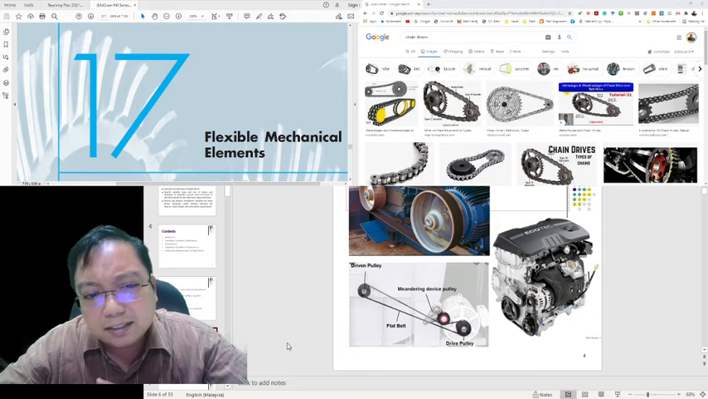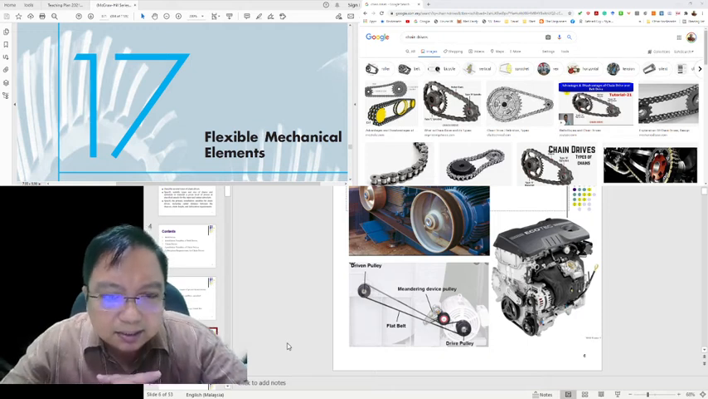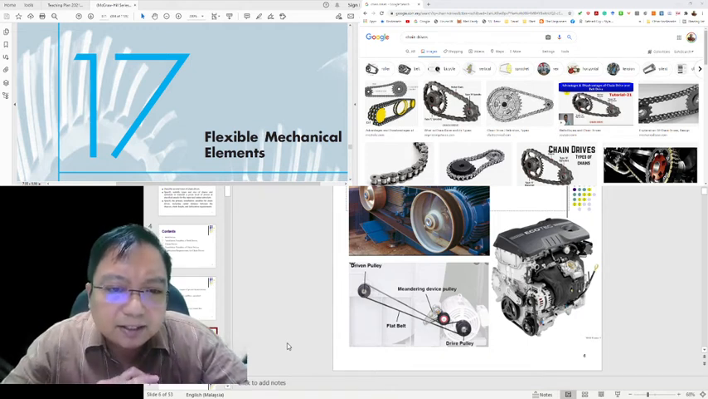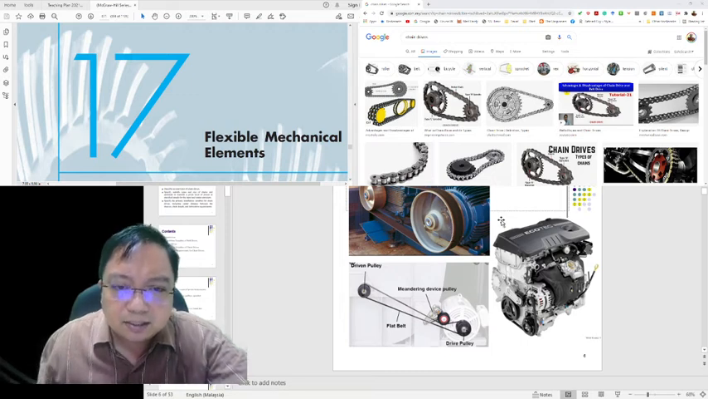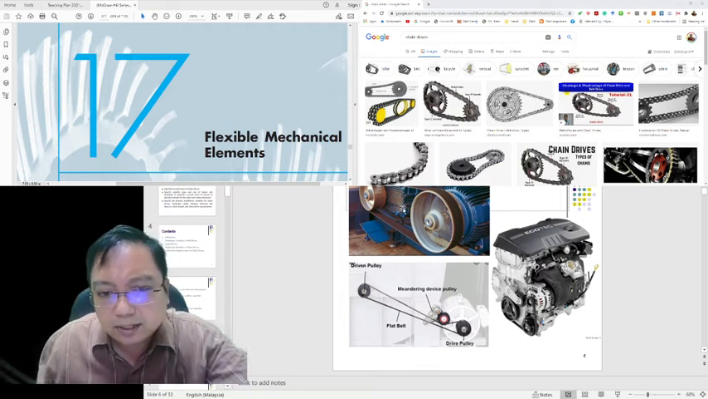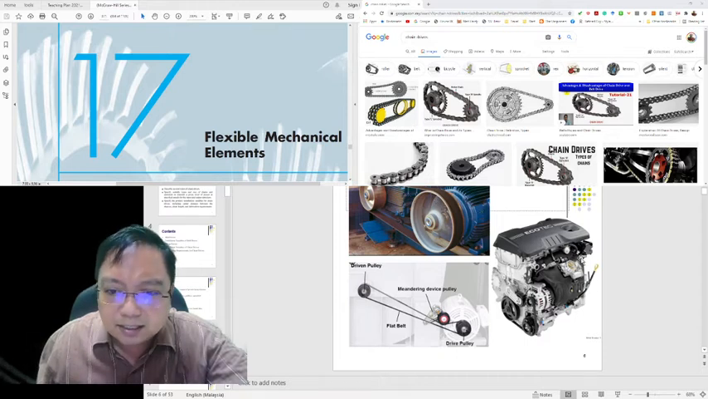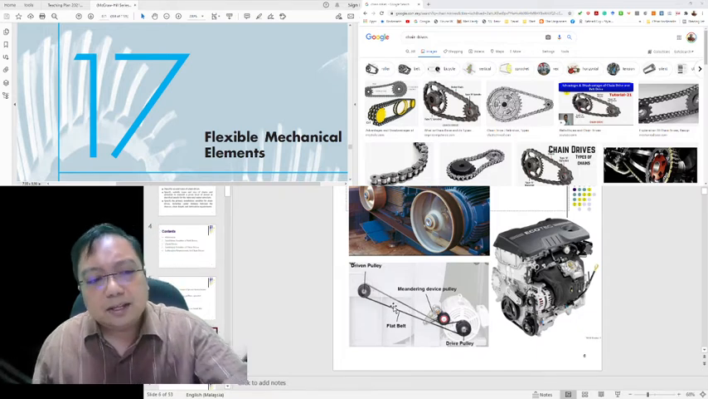This is the chain, the belt. You can see the belting is used in the engine to connect two elements. This is the engine, you can find it in your car. This is the maneuvering device pulley, the feedback, the drive pulley, and everything.